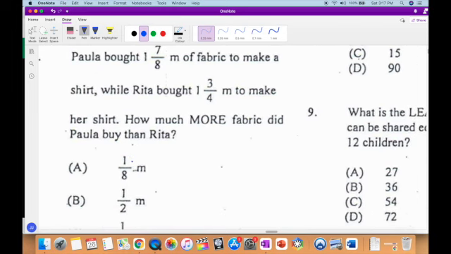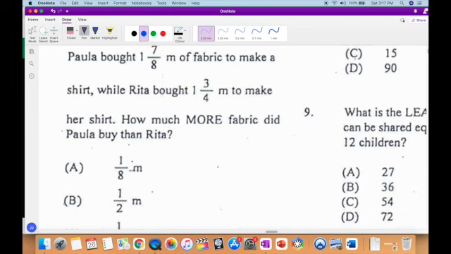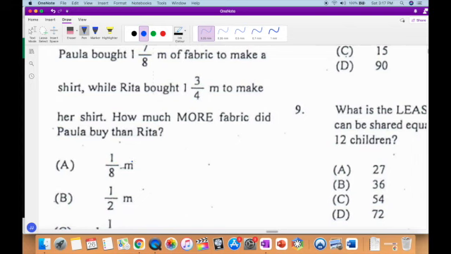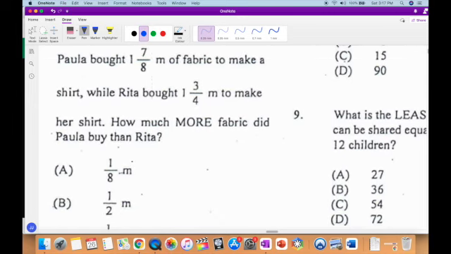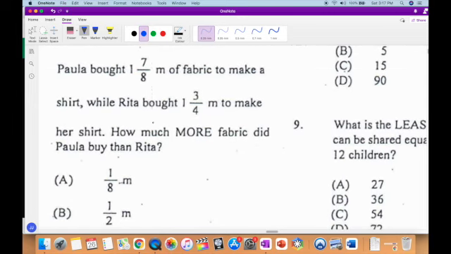Paula bought 1 7/8 meters of fabric to make a shirt, while Rita bought 1 3/4 meters of fabric to make a shirt. How much more fabric did Paula buy than Rita? Well, that is just simply a minus. She bought more than her, so how much more? So you just minus: 1 7/8 minus 1 3/4.